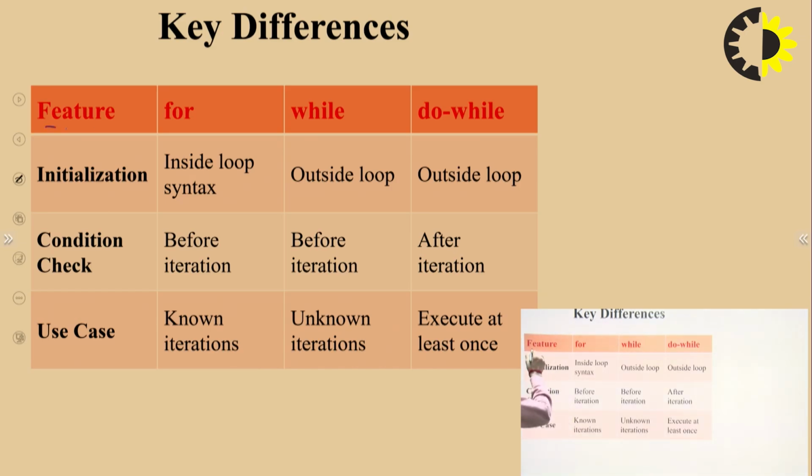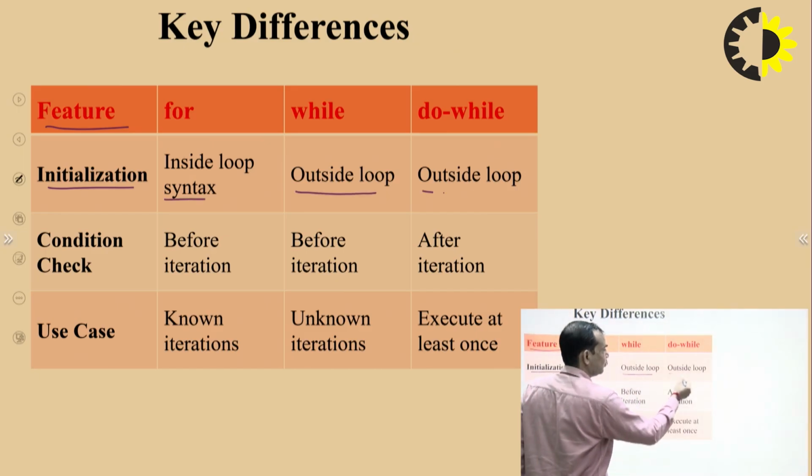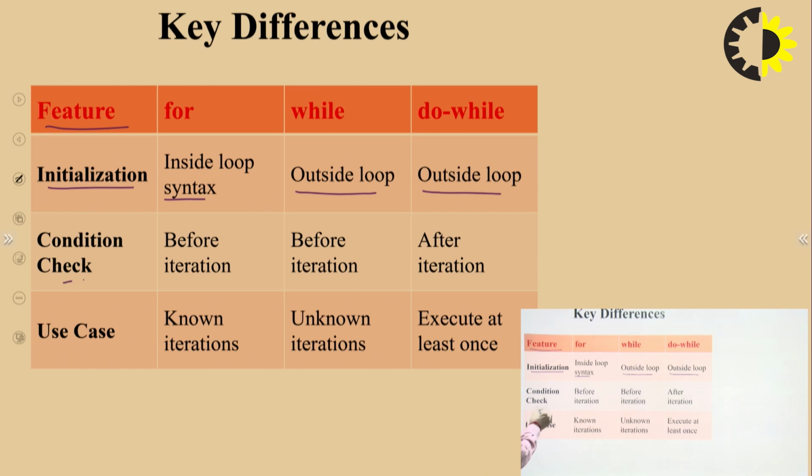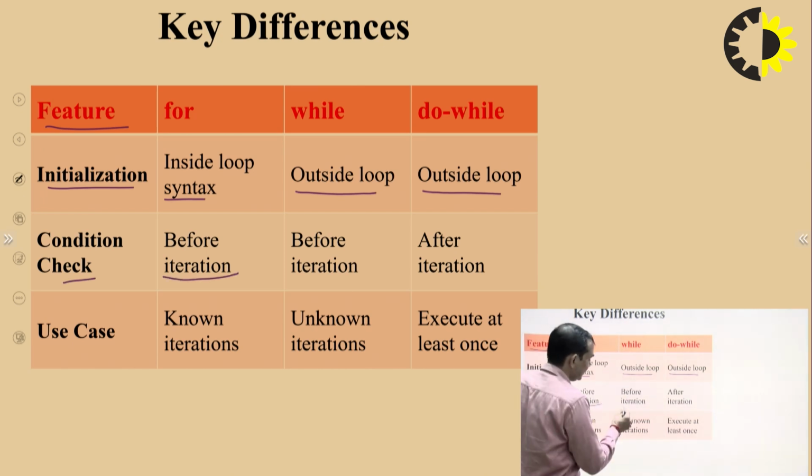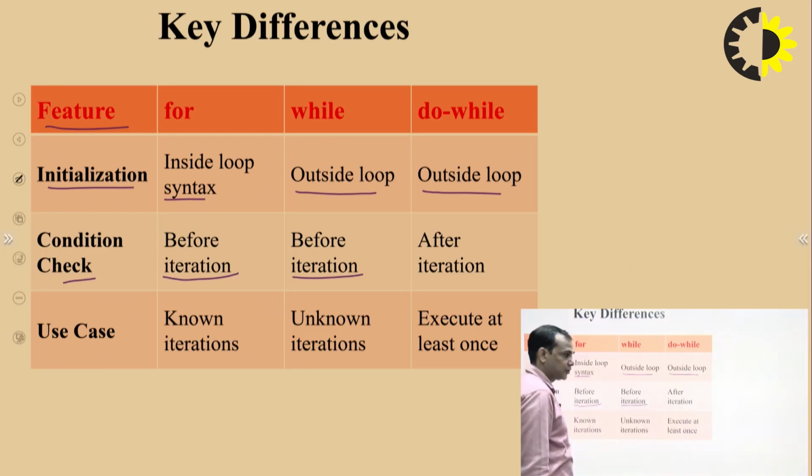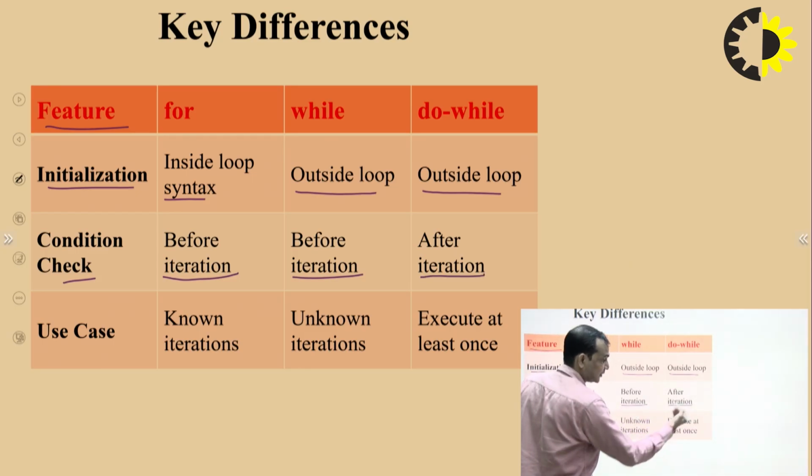In the for loop we initialize inside the loop syntax, while in the do while loop it is outside this loop. In the for and while loops, the condition is checked before execution, before the iteration, but in the do while loop it is checked after the execution.